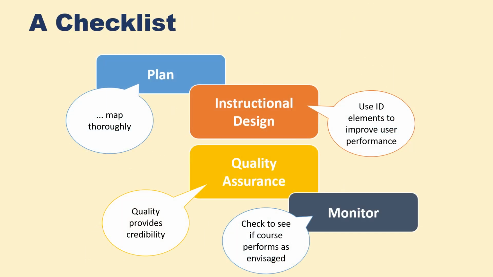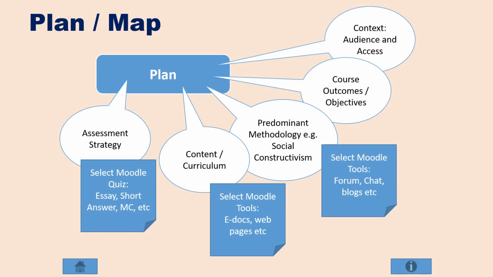So if you see instructional design, the map, the planning is there, then quality assurance, quality provides credibility, then monitoring is also there, using design elements to improve user performance. So if you see the modus operandi, assessment strategy is there, then content curricula is there, then predominant methodology, social constructivism is there, course outcomes, public objective is there, then audience and access is there. So select Moodle tools: forum, chat, blogs and so on.